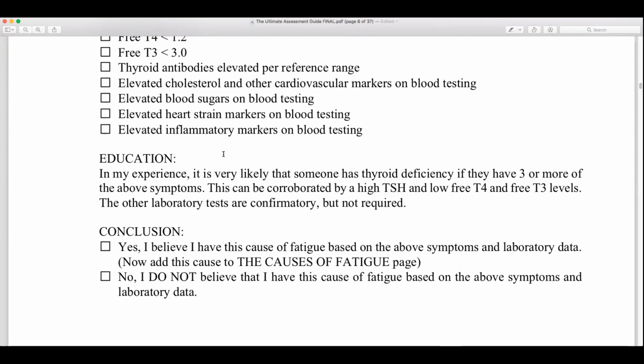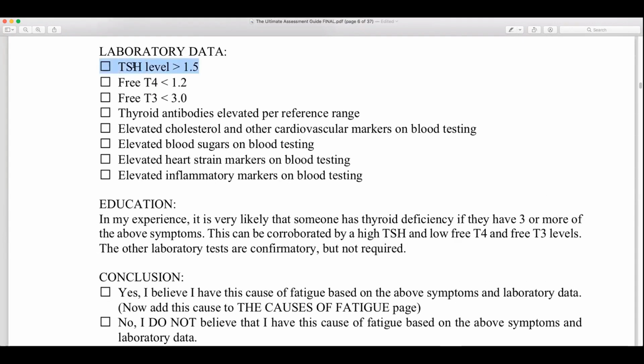So when TSH, I'm going to scroll back up here. When TSH is above 1.5, it basically indicates that the brain is yelling at the thyroid to make more thyroid. And then you can see if that corresponds with lower levels of the free T4 and the free T3. These are the bioactive, bioavailable forms of thyroid, the free fractions. And so usually they corroborate. If they don't, where let's say the TSH looks fine, but the free T4 and the free T3 are low, that indicates that the thyroid is in fact low, but there's something else going on where the brain is not communicating properly with the thyroid.